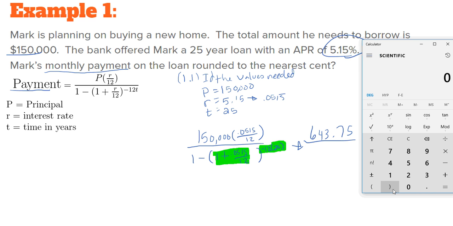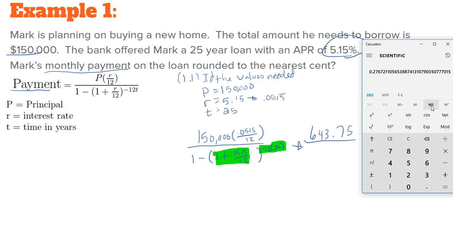Let's do that: 0.0515 divided by 12 plus 1. And then we're going to do 12 times 25. So 12 times 25 is 300, and then we're going to make it negative. So let's go back to 0.0515 divided by 12 plus 1. And then we're going to x to the y power 300. We use the plus minus key to make it negative. And then we get that.